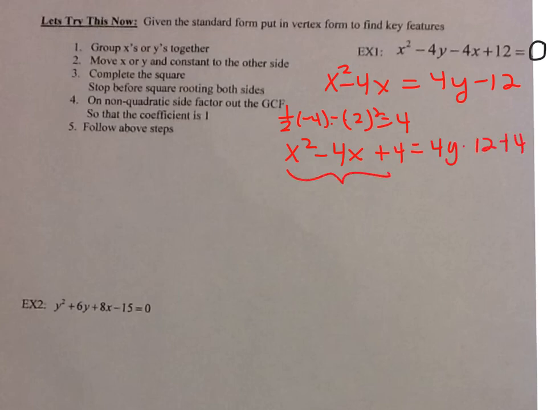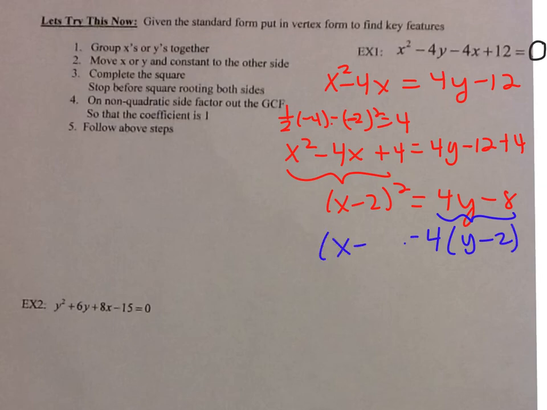So we're going to factor the left side. Remember, you get the same parentheses. So it's the number we got when we did half of b, which was negative 2. So it's x minus 2 squared equals 4y, and that's negative 12 plus 4. And negative 12 plus 4 is negative 8. Now on the right side over here, that's not in the right form. You need to have the y minus h. So you need to factor out the 4. So it's 4 times y minus 2. So it's x minus 2 squared equals 4 times y minus 2.